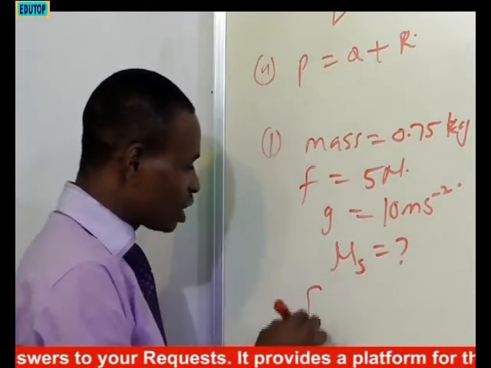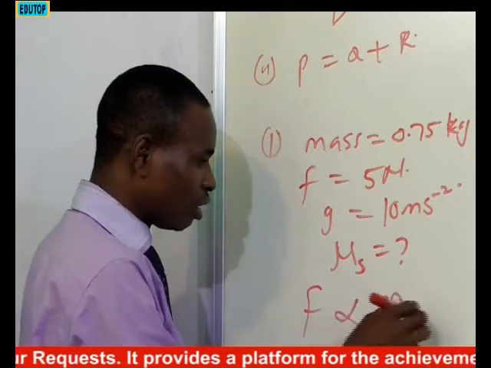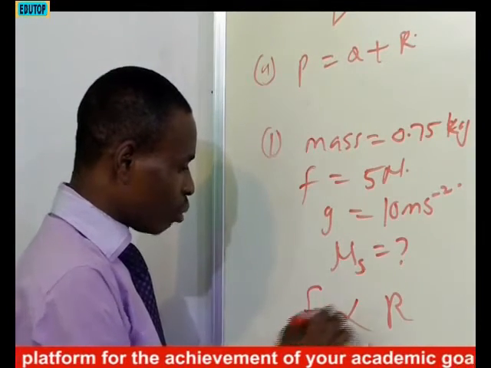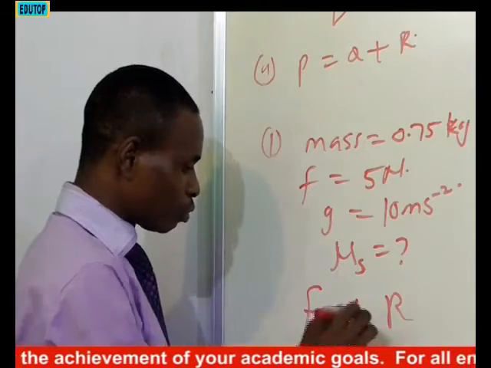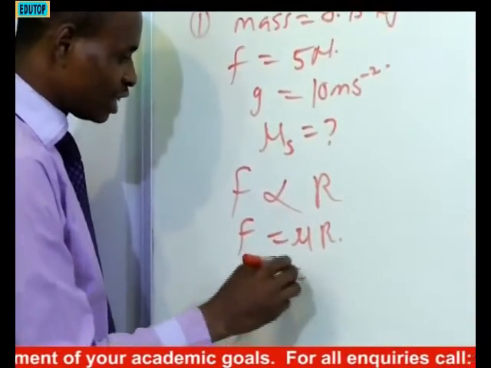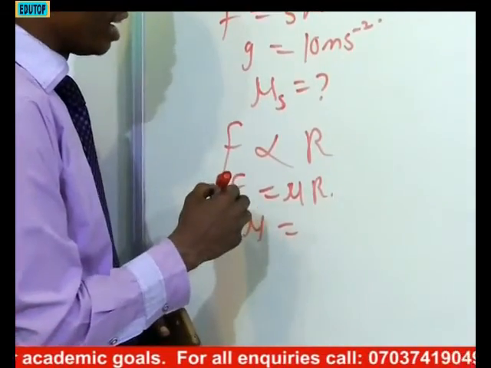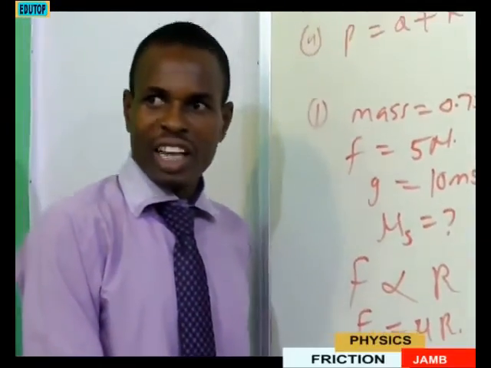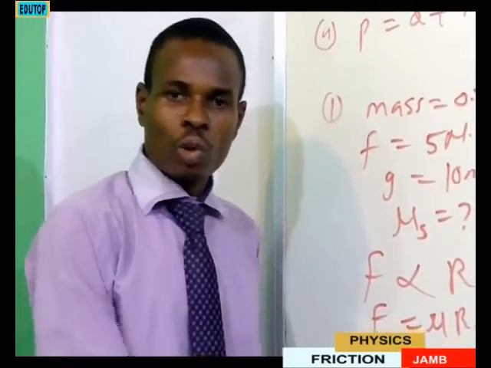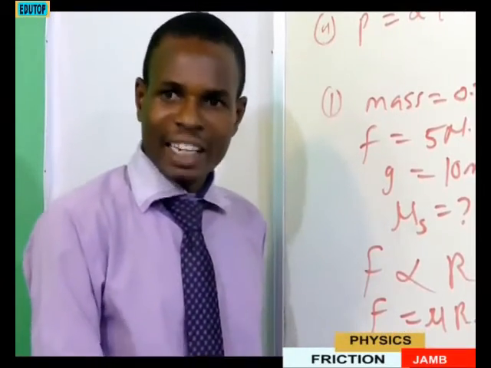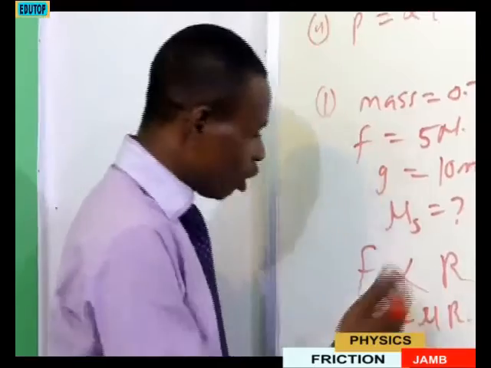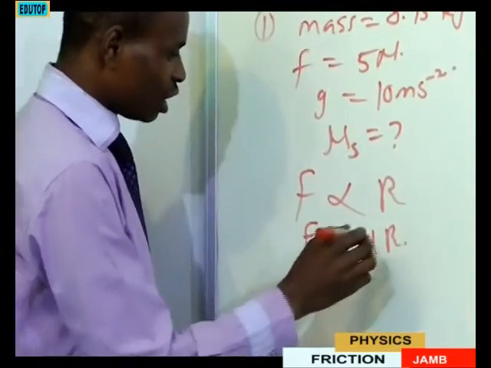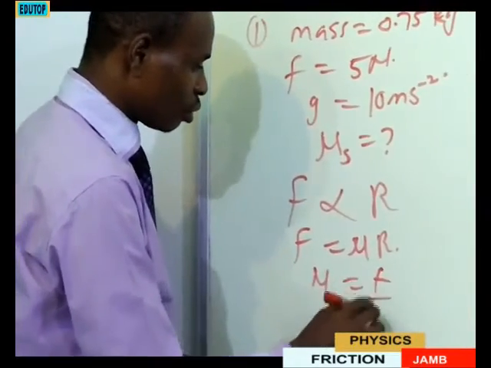You remember that the frictional force is directly proportional to the reaction. If we take away this proportional sign, F will be equal to μR. This symbol μ is what we call the coefficient of friction. It depends on what we are looking for: is it coefficient of static friction or dynamic friction? So we can make our coefficient of static friction the subject of the formula from here. Then we are going to have F over R.